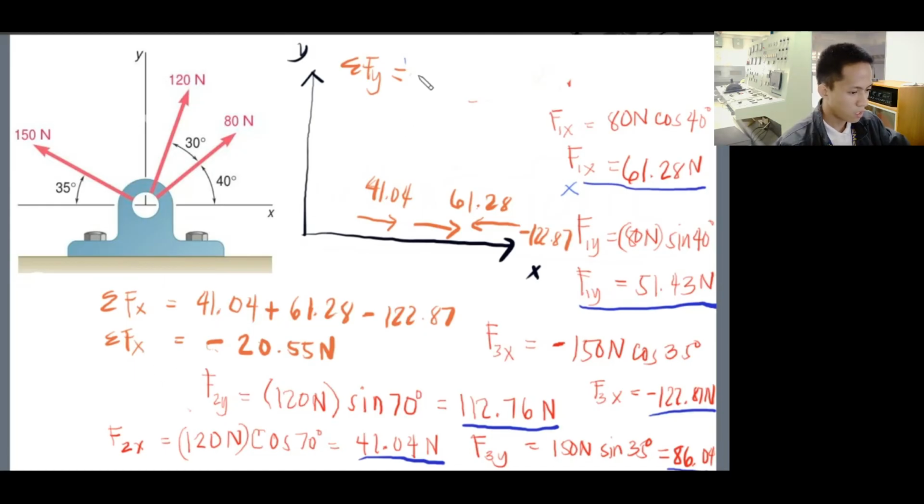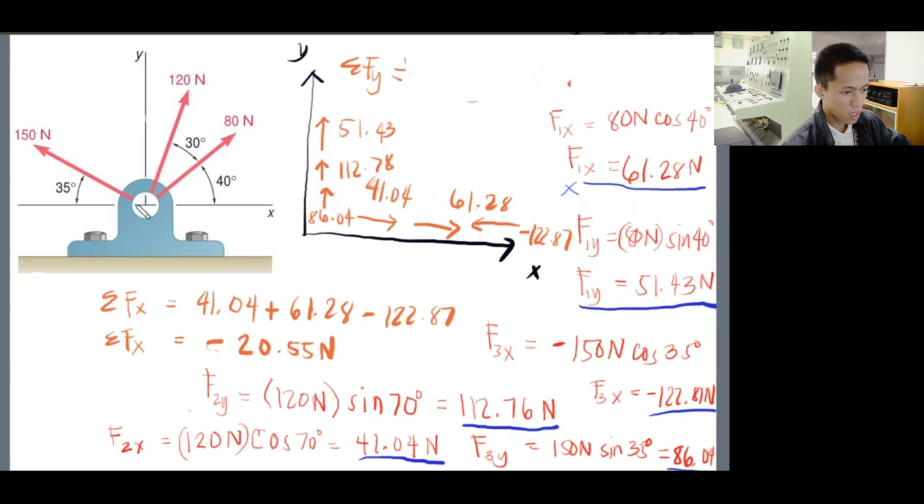So, f of y natin, i-add din natin lahat siya. So, f of y, we have here, kung 1 natin, f of 1y, positive. So, pataas yan. Puntang taas. We have here 51.43. Then, f of 2y, papuntang taas din. So, you have here 112.76. Then f of 3y is, of course, papunta rin siyang taas. Okay? So 86.04. So meaning lahat papunta ng taas.